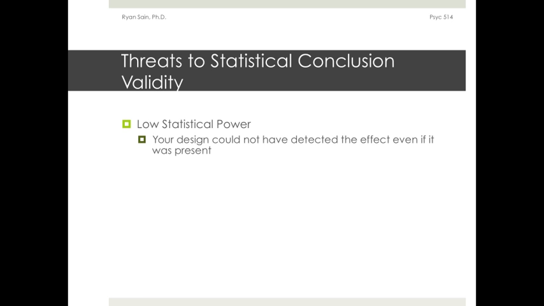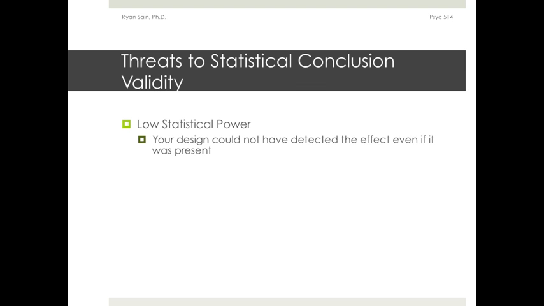All right, let's look at some of these threats to statistical conclusion. Low statistical power, probably the most common one that you run into, and it's a bugger. There's lots of ways to fix it, and your book is going to go over those things. But essentially all it says is your design could not have detected the effect, even if there was one.